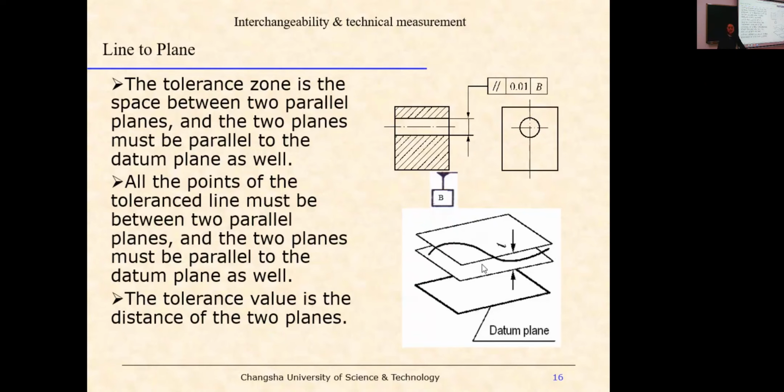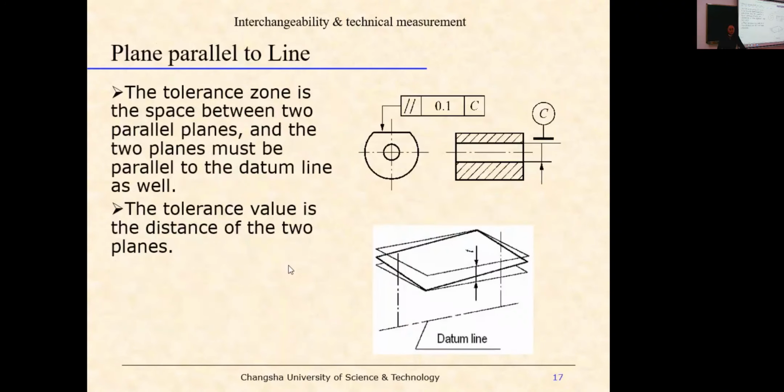Between two planes, right? So all the points of the tolerance line must be between two parallel planes, and the two planes must be parallel to the data plane as well, right? So this parallel plane has to be parallel to this data plane. The tolerance value is the distance of the two planes, so the T, so no 5, right? But this data is the plane.